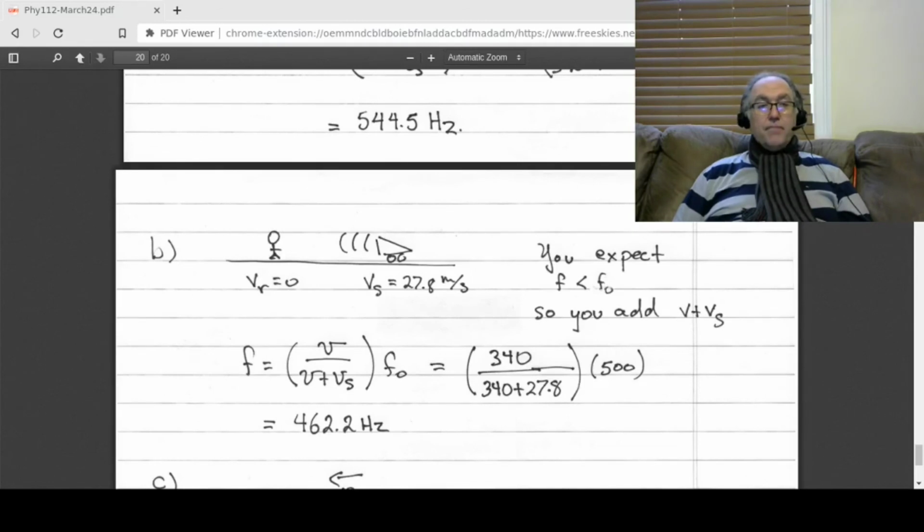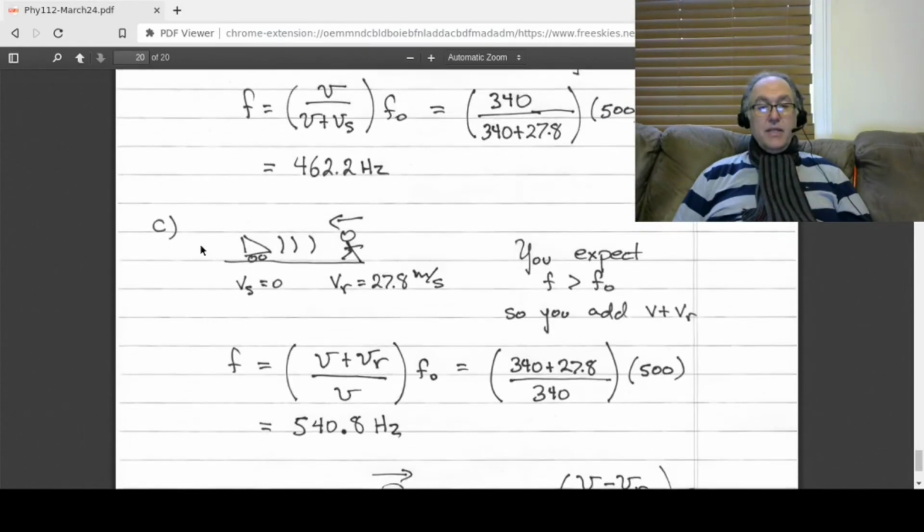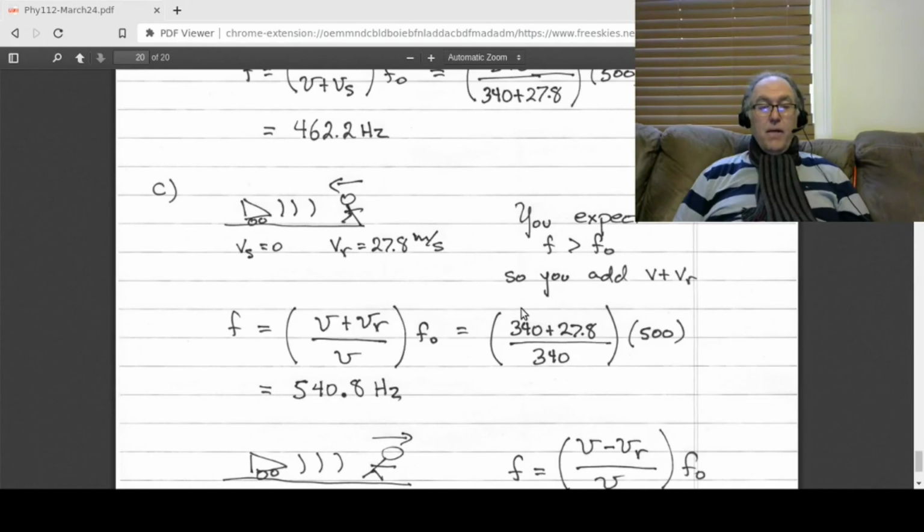Okay. All right. So in part C, I said, you know what? Repeat this. But now let's have the source standing still. So this car is just blaring its horn, emitting 500 hertz. But you are, and I'm showing you running here, but you can't run at 100 kilometers per hour. But you're approaching the car at 27.8 meters per second or 100 kilometers per hour. Again, because the source and receiver are getting closer, you expect the frequency to be higher. And so how does that work?